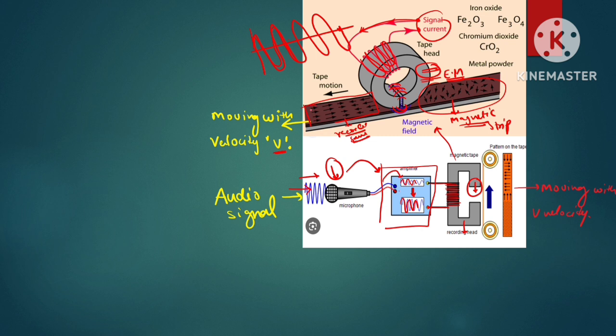You can see here some arrows are small, some arrows are big, some arrows are facing toward this way, some arrows are facing toward that way. These are our data, which are aligned due to this magnetic field. So this is the whole process of recording.